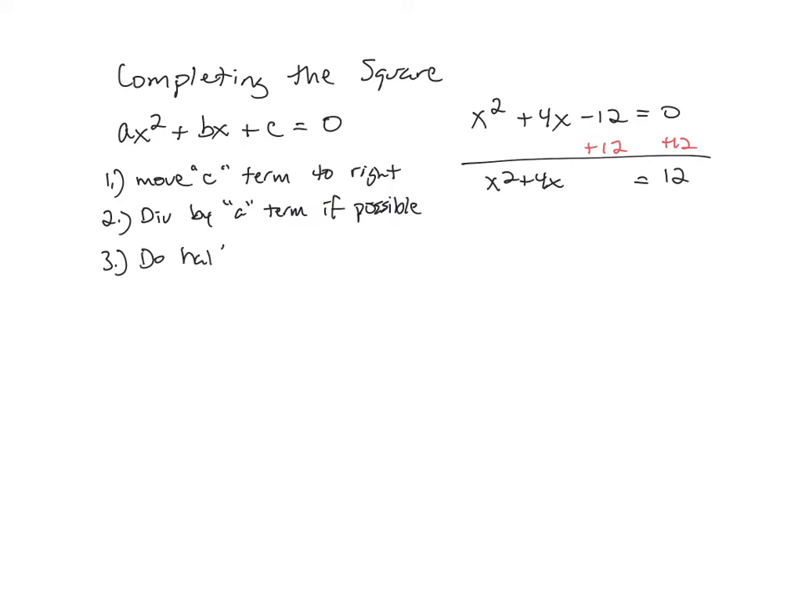Okay, here comes kind of one of the most important steps. Step 3: do half of b, square it, and add to both sides.